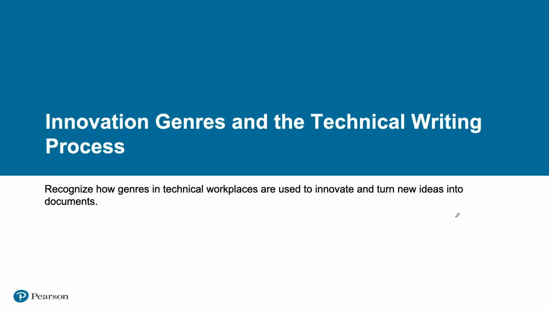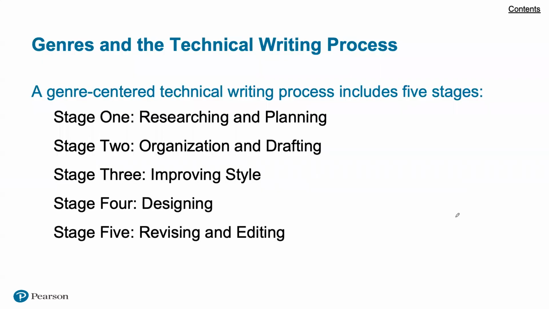So, innovation genres in the technical writing process: you want to recognize how genres in technical workplaces are used to innovate and turn new ideas into documents. A genre-centric technical writing process includes 5 stages. We'll first of all talk about them here, and we'll have a graphic in just a minute. The first thing is you need to do the research and planning.